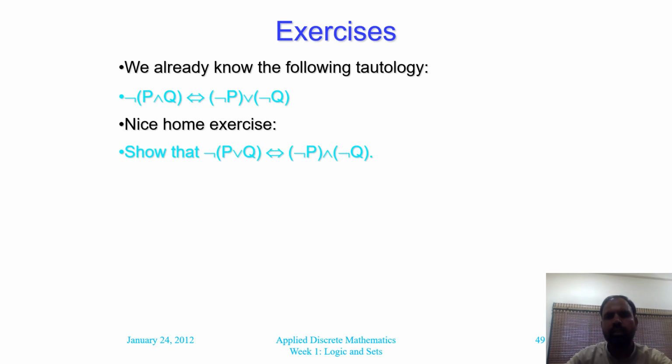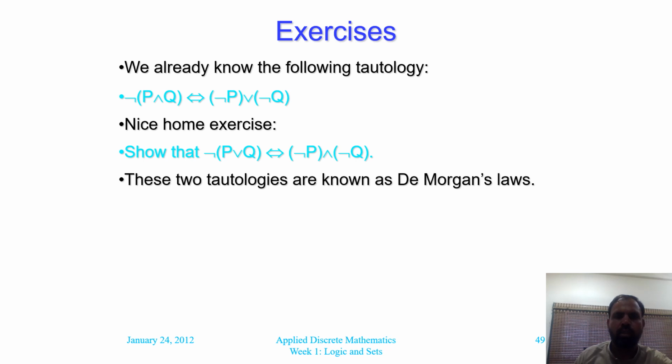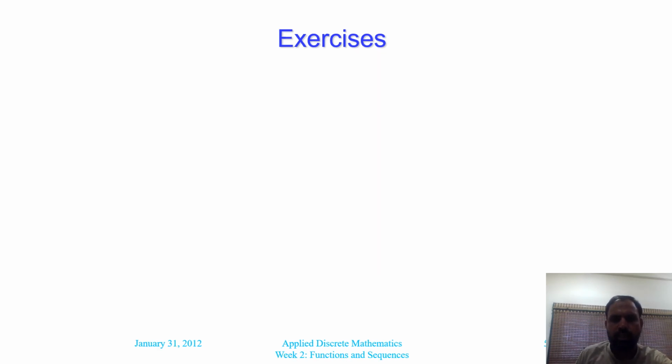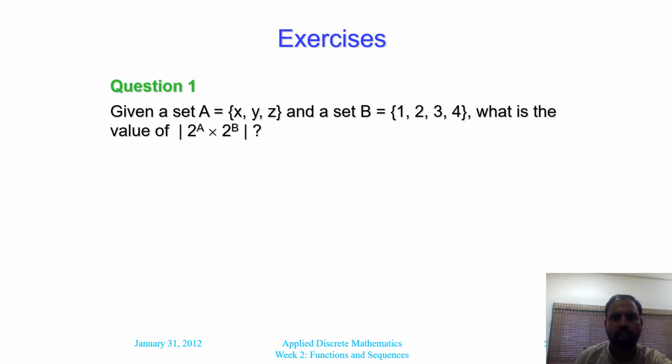I briefly discussed these slides, this being the first lecture, so that you can easily understand all the values of P, negation P, Q, negation Q, conjunction, disjunction, conditional, biconditional. These two tautologies are known as De Morgan's laws. Now this is an exercise for you as homework. You can try it for yourself.